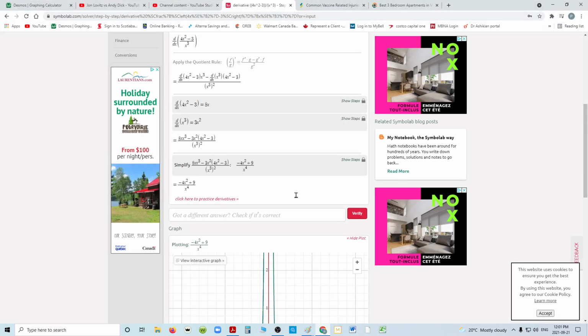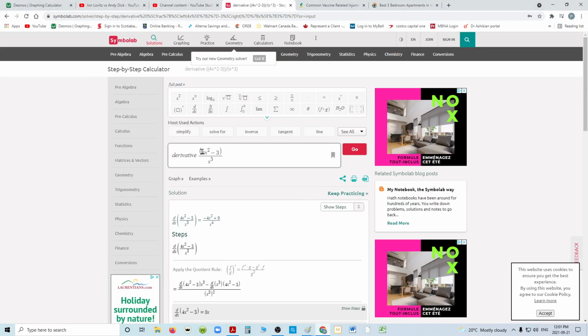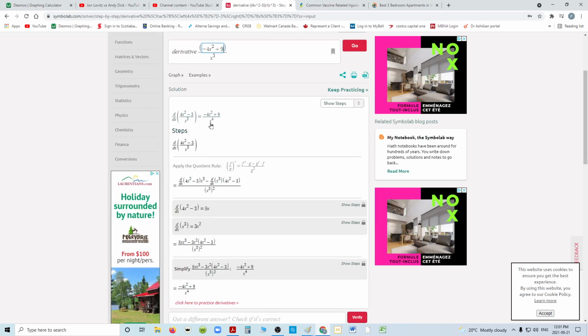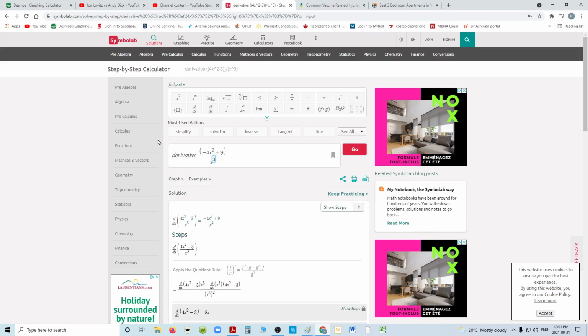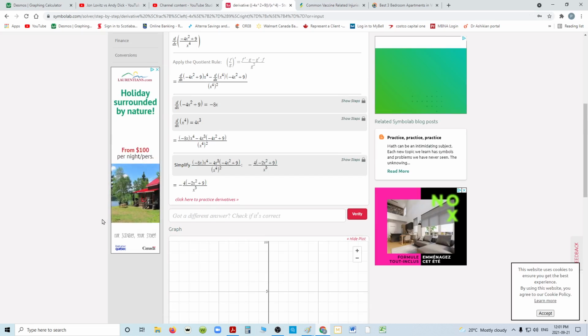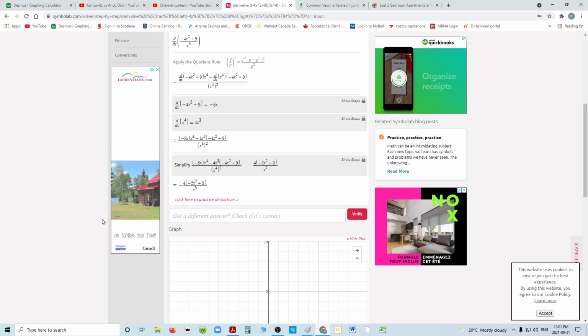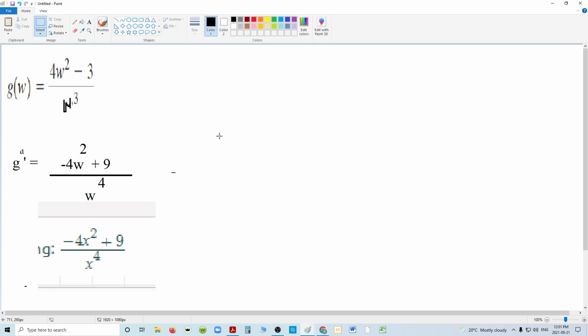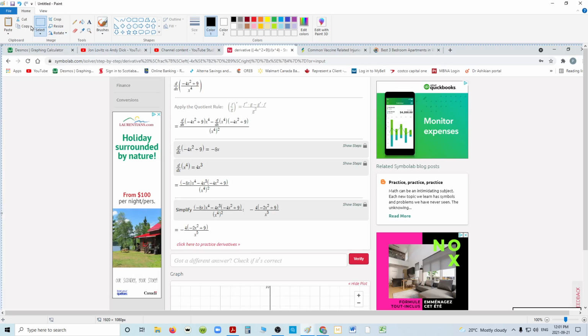So we're going to take minus 4x squared plus 9. And we're going to take the derivative of x to the 4 at the bottom instead of x to the 3. And we're going to hit go. And here's the second derivative. Yeah, I got it well wrong, I guess. Yeah, it should have been squared up top, not cubed. This is the second derivative.